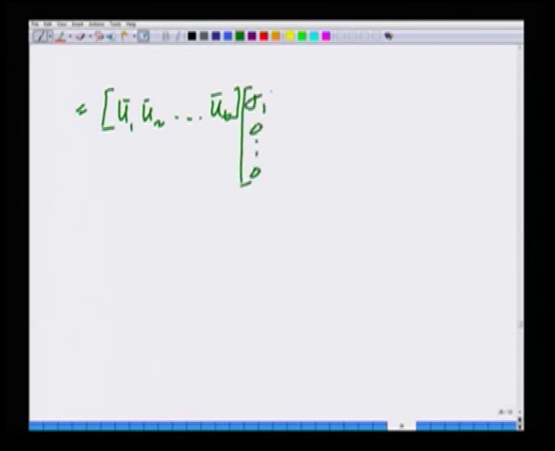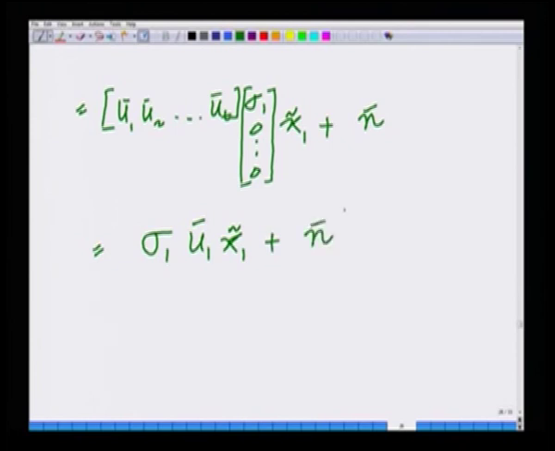sigma 1 0 times x1 tilde plus n bar, and that is nothing but the sigma 1 and rest are 0, now simply picks u1 bar, and that is simply sigma 1 u1 bar x1 tilde plus n bar. In fact, since x1 tilde is a scalar, this can be written as sigma 1 x1 tilde into u1 bar plus n bar. Alright.